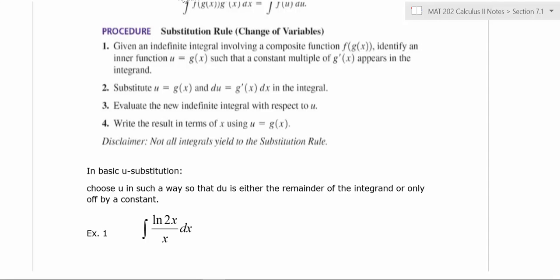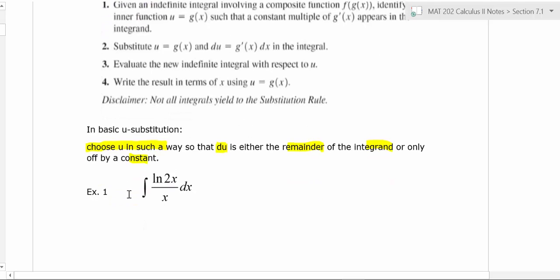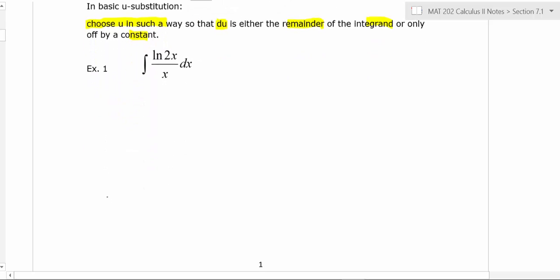And the key thing on this is, if you choose u, you want to choose it in such a way that du, the derivative of u, is either going to be the remainder of the integrand, the function you're integrating, or it might be off by a constant. That's not always possible, and U-substitution doesn't always work. So we're going to look at some examples where U-substitution does work. Let's take a look at this one.